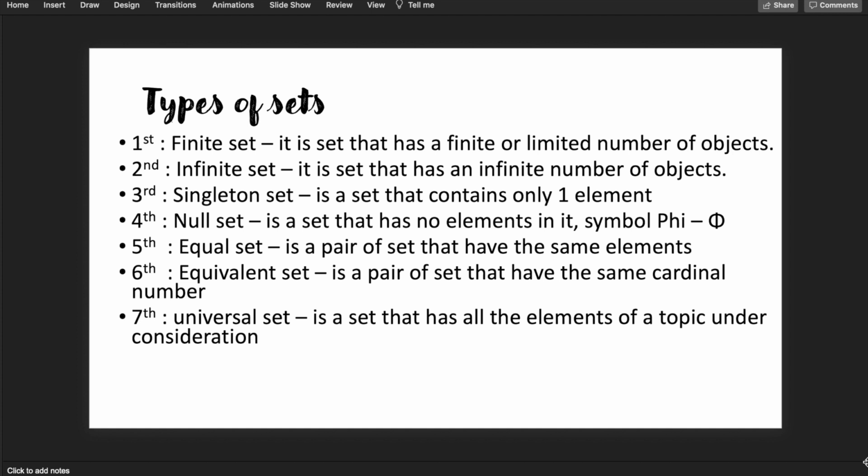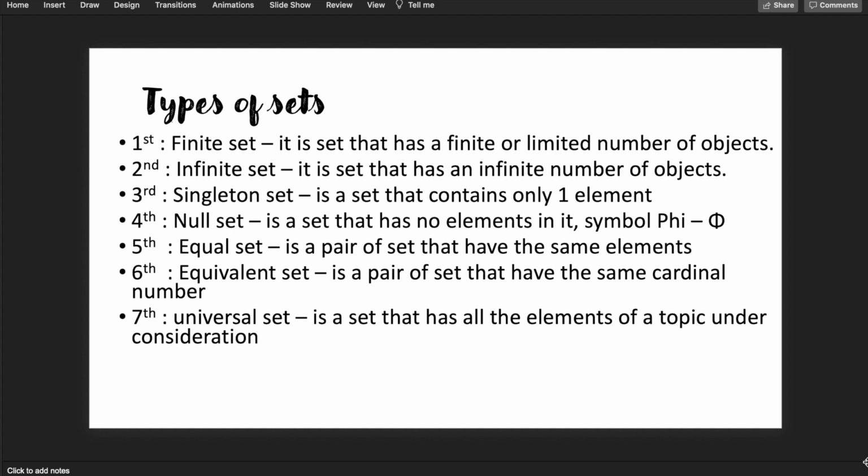Okay, and the final topic is the types of sets. There are many, but I have listed the main ones. The first one is finite set. As you can see, it is a set that has a finite or limited number of objects. So all the examples we have done till now are finite sets. Like A equals 1, 2, 3, 4, 5, 6, 7 is a finite set.